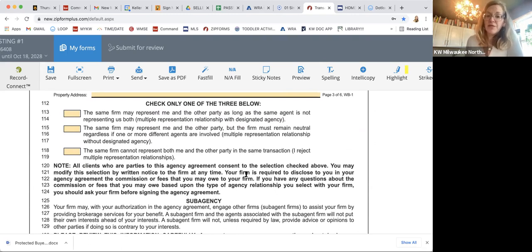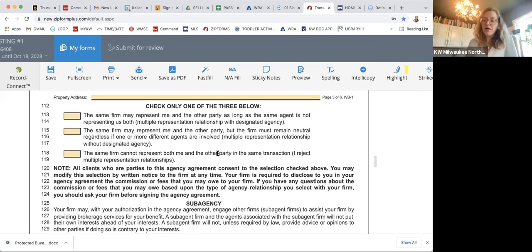So the same firm may represent me and the other party as long as the same agent is not representing us both. The same firm may represent me and the other party, but the firm must remain neutral regardless if one or more of the agents are involved. Or 3, the same firm cannot represent both me and the other party in the same transaction. I reject multiple representation relationships altogether.